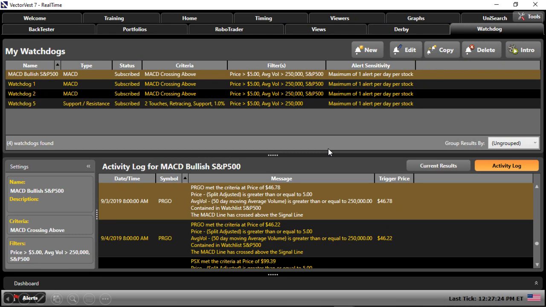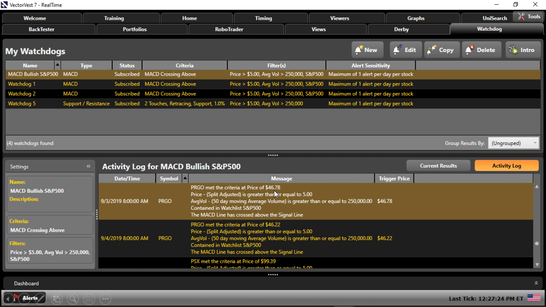Then we also have a tool within the real-time program called a watchdog. This is your automatic real-time intraday alerting system. So as an example here, I have a lot of watchdogs running all the time, and this particular watchdog I have running looks for a bullish MACD crossover on S&P 500 stocks. And on September 3rd, a couple of months ago, at 8 a.m. Eastern Time, before the market even opened, I got an alert that PRGO had a MACD bullish crossover.